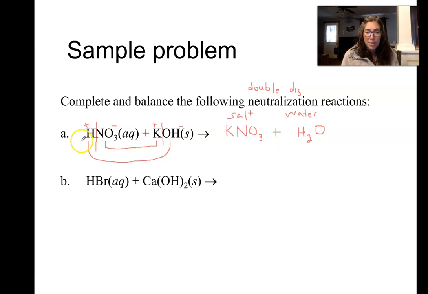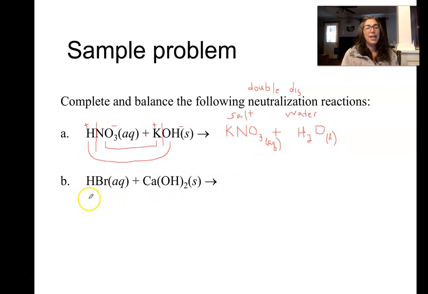We look at all the numbers here. There's 2 hydrogens, 1 potassium, 1 potassium, 1 nitrogen. So these are balanced as is. All of the elements are in equal numbers on both sides of the equation. I suppose the only other thing I should write here is that this salt is aqueous, it's dissolved in water, and that this water is a liquid. So I could put the states there. I won't hold you to writing states though.